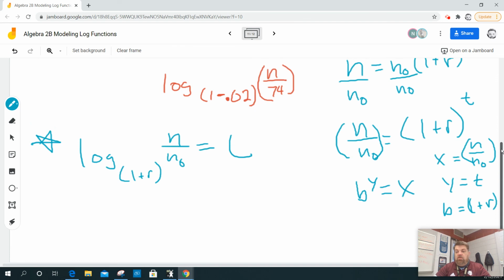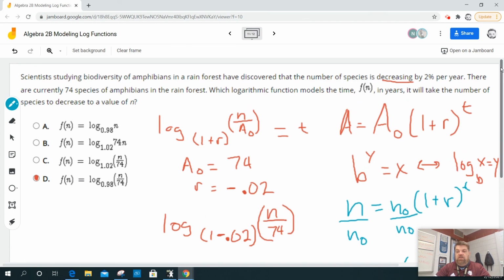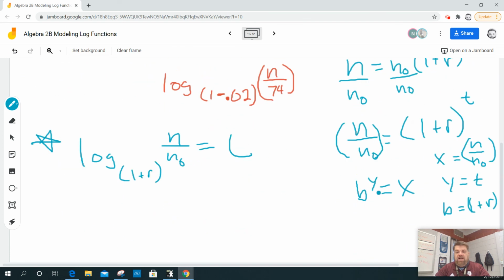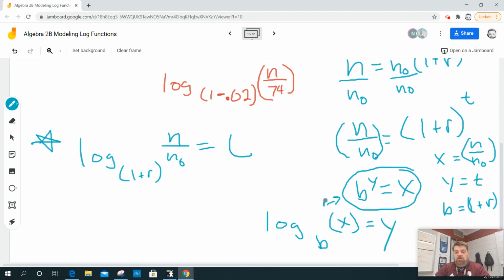There are two ways to model growth. Usually we use exponential, but you can also use the log function because of that connection. This right here is the same as the log base b of x is equal to y. Those two are the same.